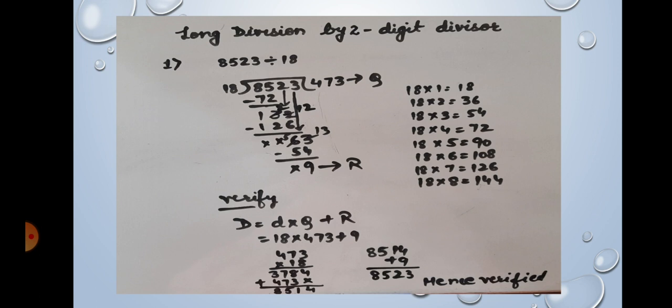Now for verification, formula is same. Dividend is equal to divisor into quotient plus remainder. Because divisor is 18, so 18 multiplied by 473 plus 9, as 9 is the remainder. On multiplying 473 with 18, you are going to get 8514. After that you will add remainder to it and you will get 8523, which is same as given dividend. So our answer is correct, so we will write hence verified.